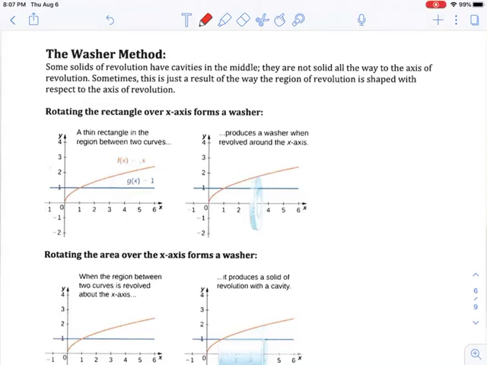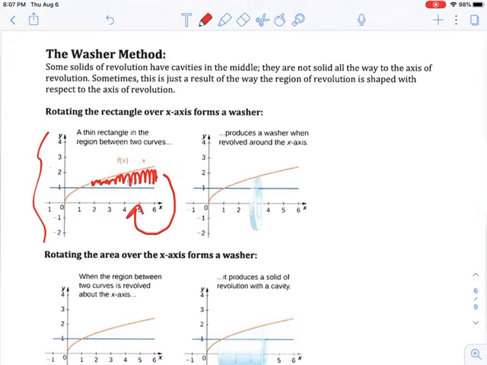In this video, we're going to take a look at the washer method. The washer method is a variation of the disk method that we learned in the last video, except now we have two functions, f of x and g of x. And we want to take the region in between these two functions and rotate it around the x-axis.